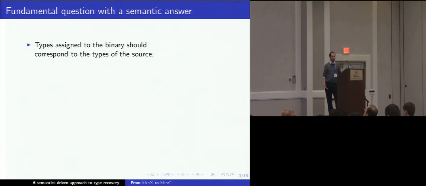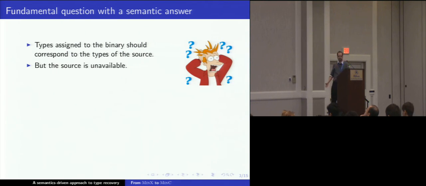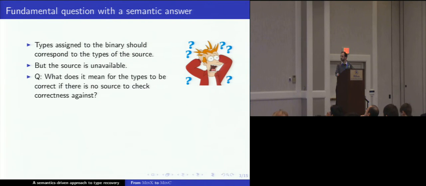So the fundamental question we were trying to answer is that we want the types that we recover to correspond to those of the source code. But the source is unavailable. So how can we state anything about the correctness of our recovered types? Which is this question.